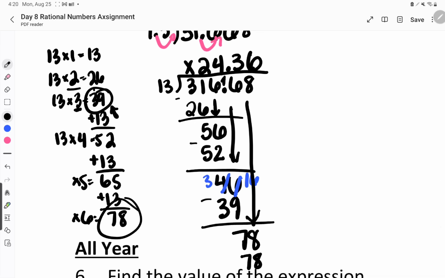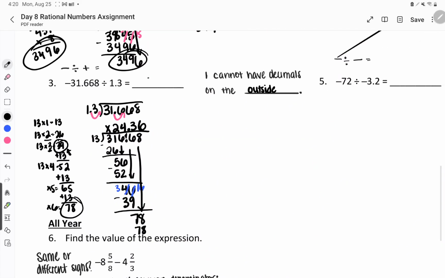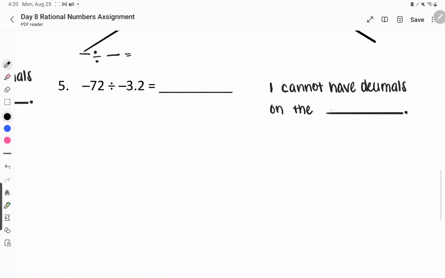We bring up that decimal to go right there. Now, this is 24.36, but we have to pay attention to our signs. A negative divided by a positive is a negative. All right, next one. We cannot have decimals on the outside.